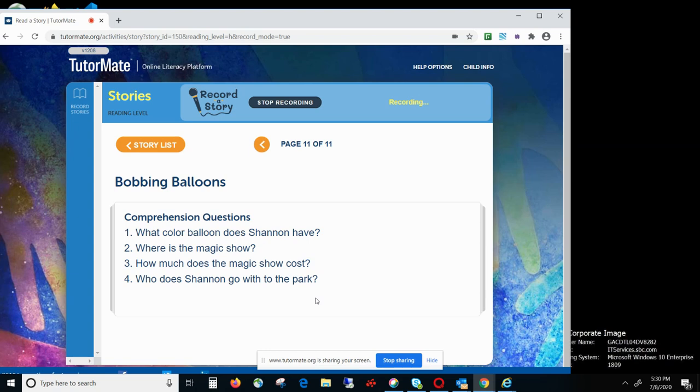Again, number one, what color balloon does Shannon have? Number two, where is the magic show? Number three, how much does the magic show cost? Number four, who does Shannon go with to the park?